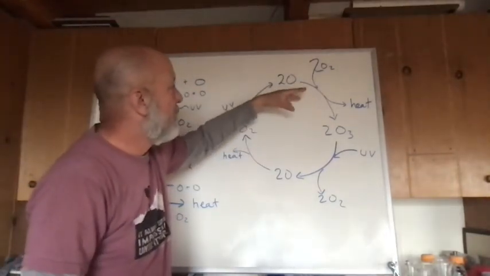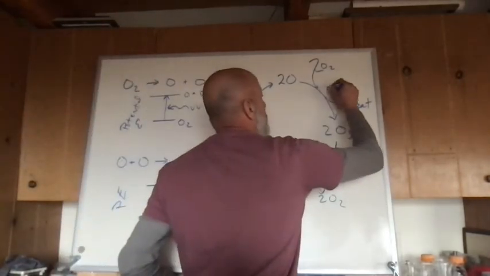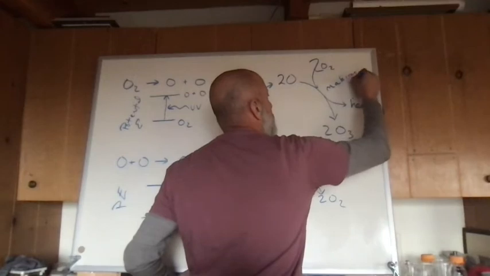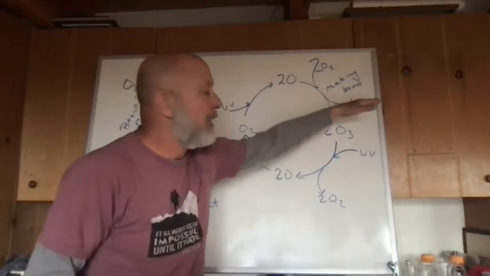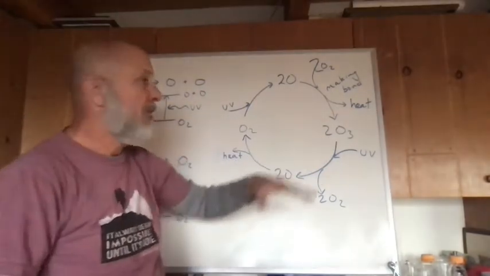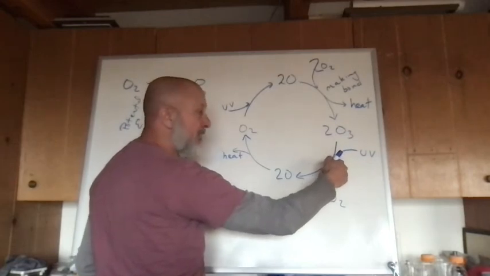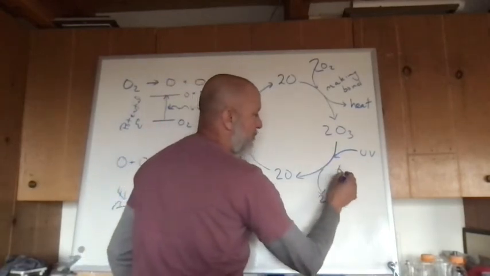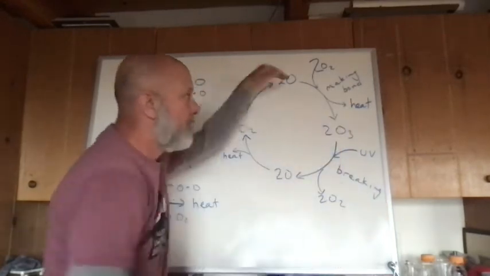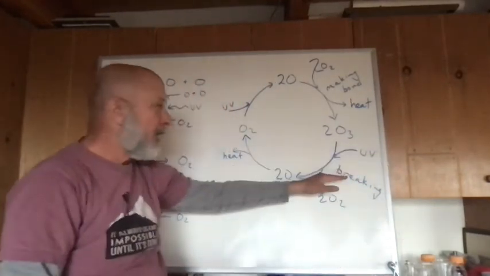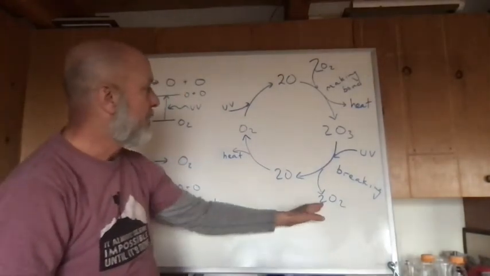We said at that point, what am I doing? I'm making a bond. Making a bond is exothermic, so that exothermic process happens. Now I got my ozone. Right away though, what's going to happen in the ozone? UV light comes in and hits it. I'm breaking a bond. Making a bond, exothermic, out comes heat. I'm absorbing energy to break the bond, endothermic, to separate the ozone back out.